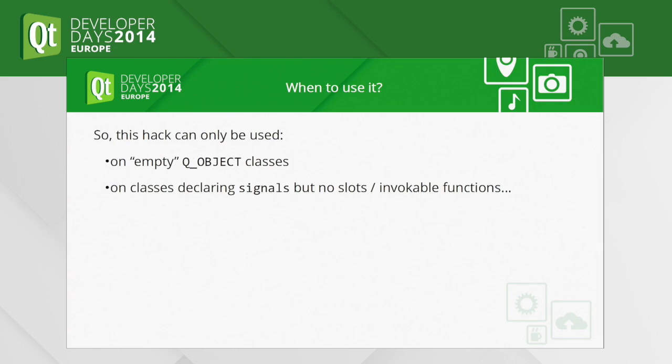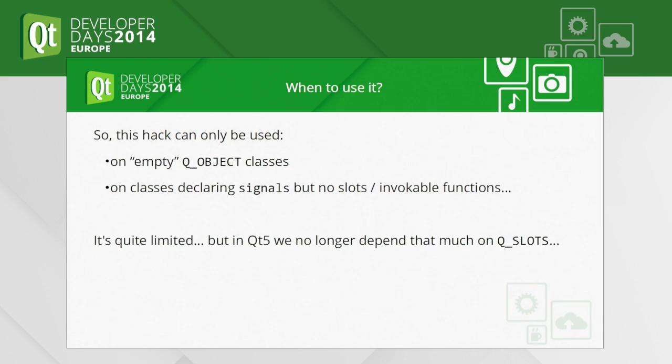So as a result, this hack could be used on empty QObject classes, or on classes declaring only signals without any slot or invocable function. It's quite limited, but with Qt 5, we no longer depend on the Qt slots things. We can just provide some plain methods. So maybe it could be useful.